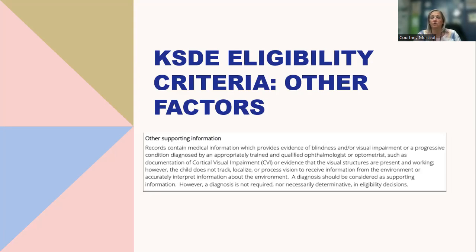So that would be if a student is able to see, but has tracking problems or focusing within the environment to accurately interpret the information that they are gaining from vision. A diagnosis would be considered as supporting information in that case. However, a diagnosis is not required nor necessarily determinative in eligibility decisions.